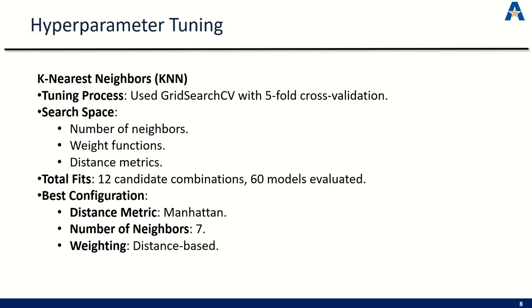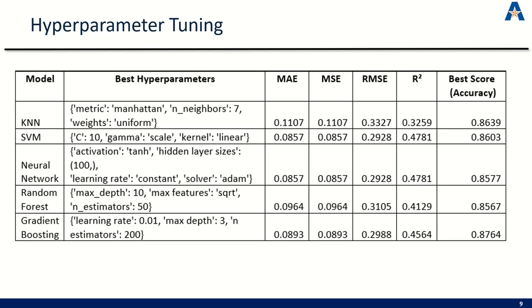So this is an example of the k nearest neighbor model where I used GridSearchCV with five-fold cross validation. The search space includes number of neighbors, weight function, and distance metrics. In total, 12 candidate combinations and 60 fits were evaluated, and the best configuration was found to be the distance metric Manhattan, number of neighbors 7, and distance-based weighting.